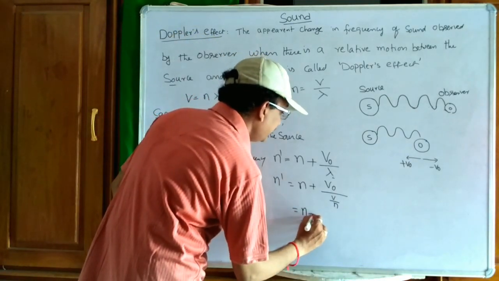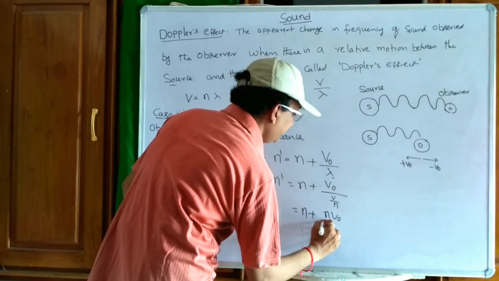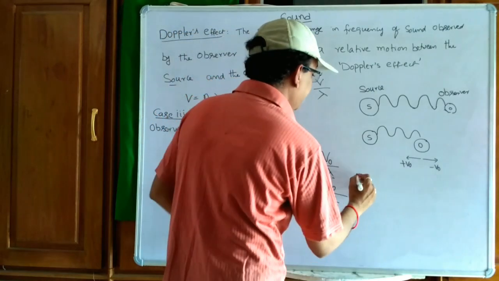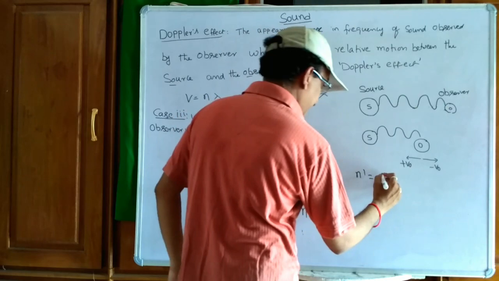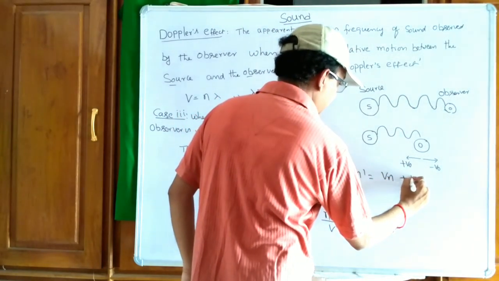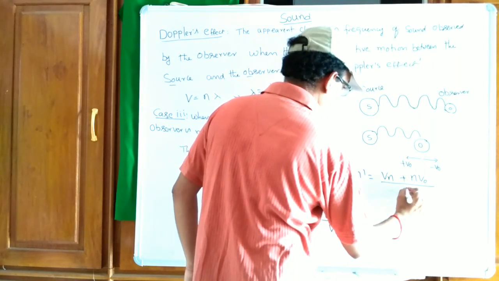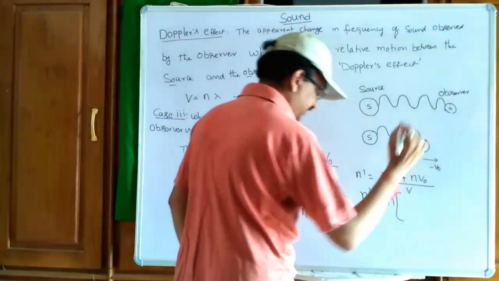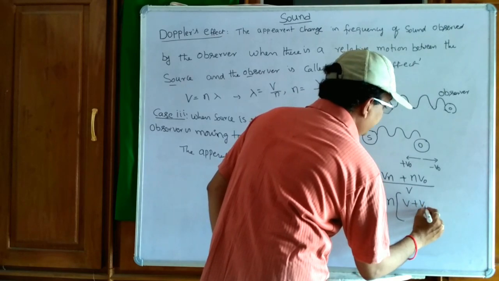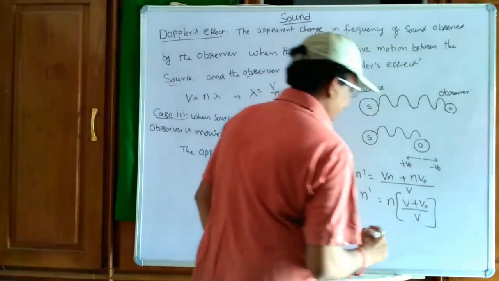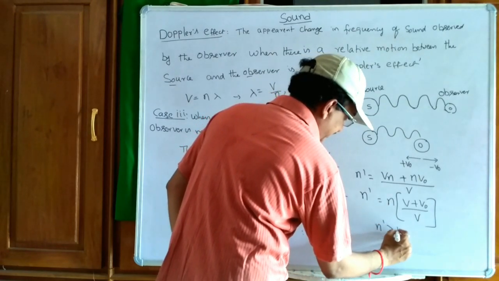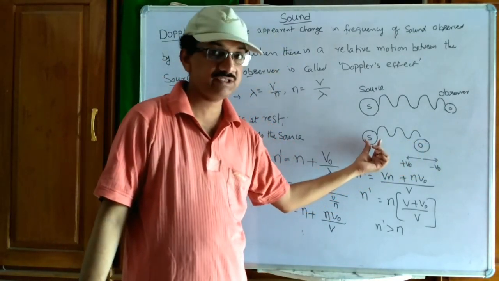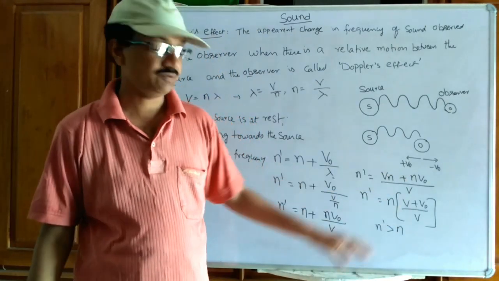That is equal to n plus n into V naught by V. That means n dash is equal to Vn plus n V naught divided by V. Then n dash is equal to, if I take n as common factor, n times V plus V naught by V. Here n dash is greater than n, because the observer is moving towards the sound. Then he experiences high sound.